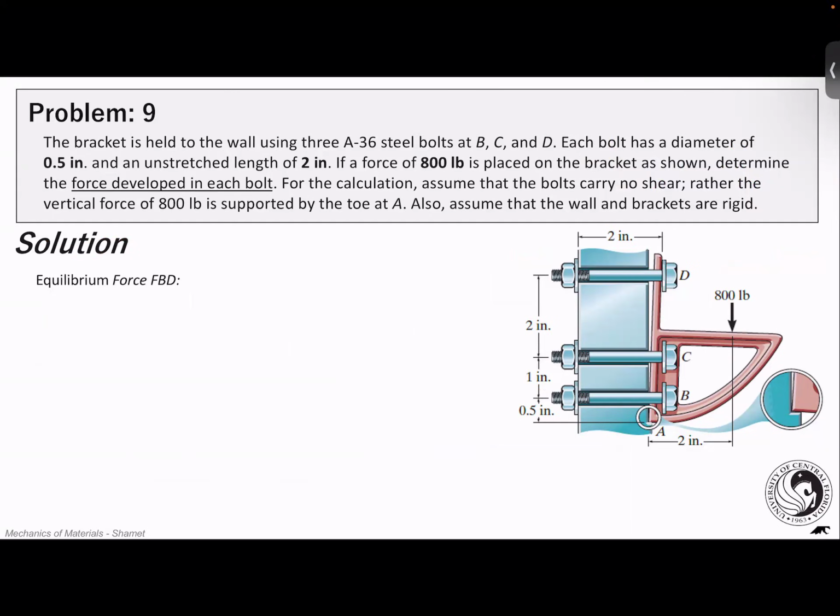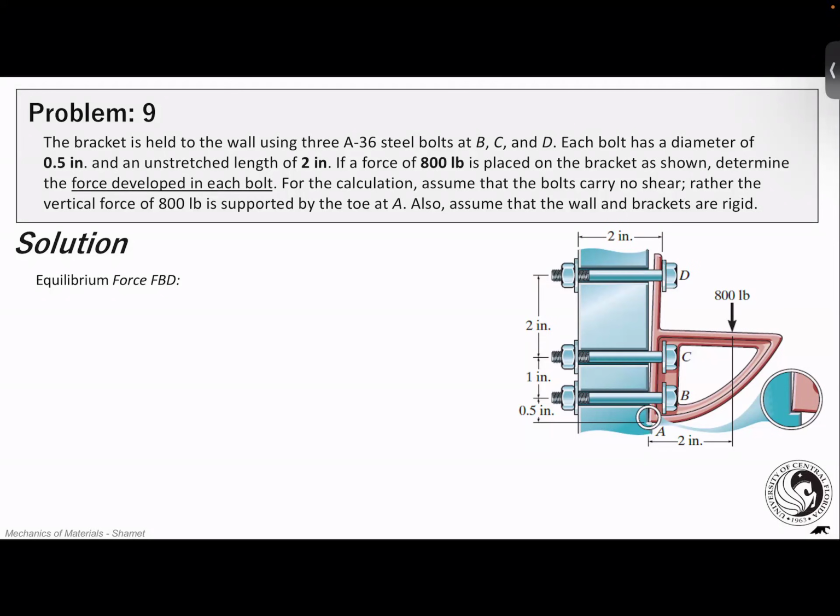All right, so problem 9 here. The bracket is held to the wall using A36 steel bolts. So that's the type of grade of steel. It's at B, C, and D. Each bolt has a diameter of 0.5 inches and an unstretched length of 2 inches. Now, if a force of 800 pounds is placed 2 inches off, as shown there, determine the force developed in each bolt. And for calculations, assume that the bolts carry no shear.